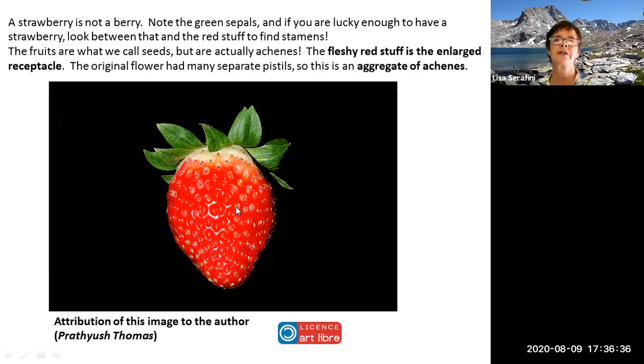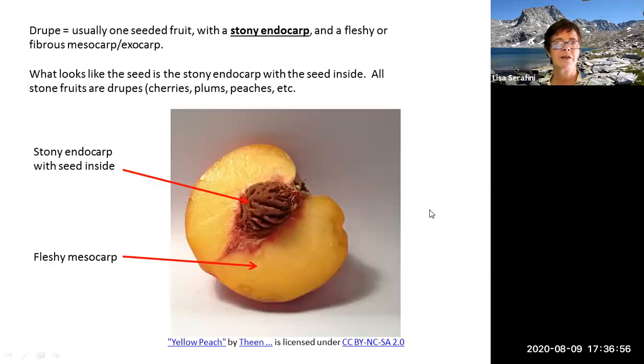Well, those are actually the fruits. Those are achenes. The fleshy red thing is a receptacle that is enlarged and good tasting. And so we have an aggregate that is multiple pistils from one flower, an aggregate of achenes. Yeah, amaze your friends. Okay, drupes.